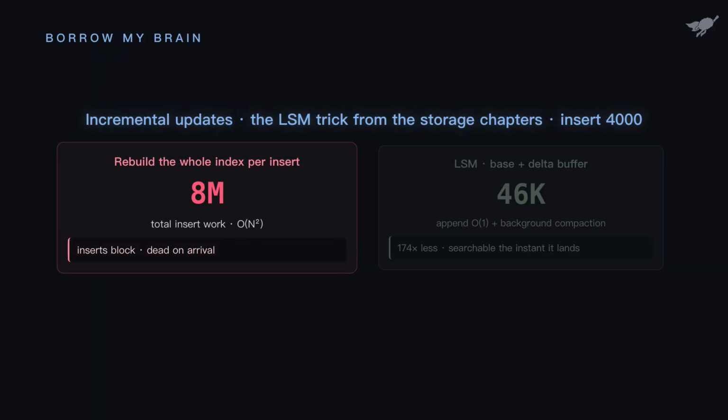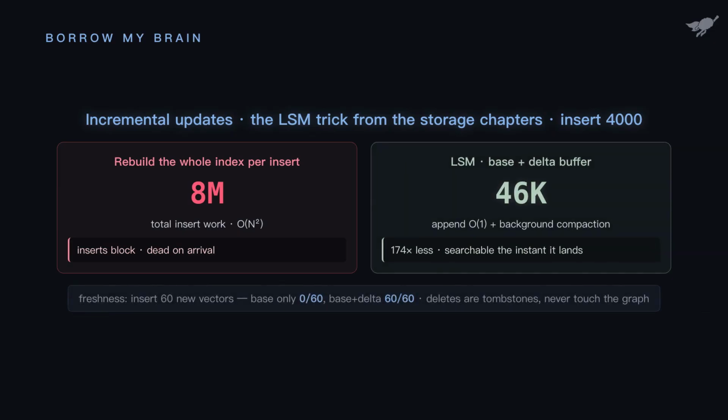I inserted 4,000 vectors one at a time. The rebuild approach cost 8 million units. LSM cost only 46,000, 174 times less, and inserts never stalled.